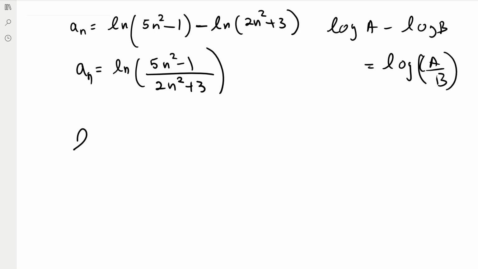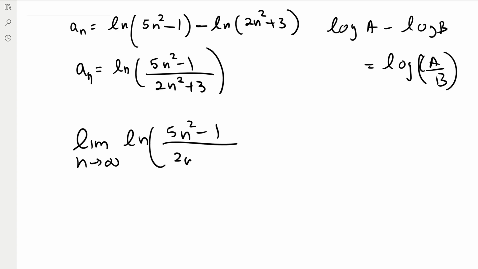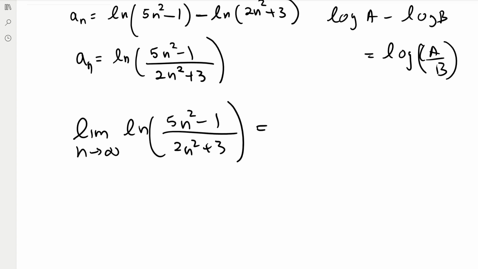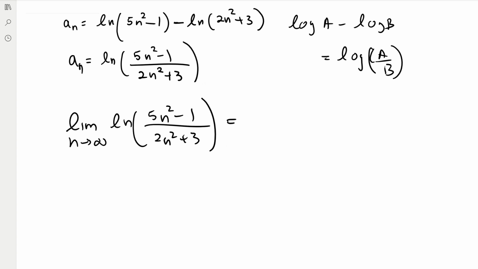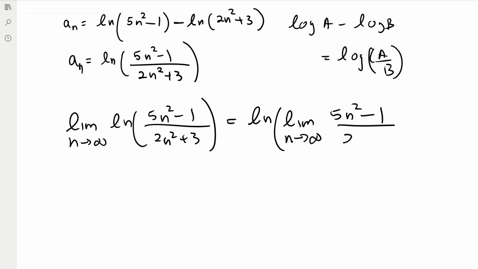All right, now we want to take the limit of natural log of (5n square minus 1) over (2n square plus 3) when n goes to infinity. As I said before, this looks like a composite function, so let's move the limit inside. Then you just need to take the limit of (5n square minus 1) over (2n square plus 3). Now we know how to find the limit of a term that looks like a rational function, right? So how can we take the limit?